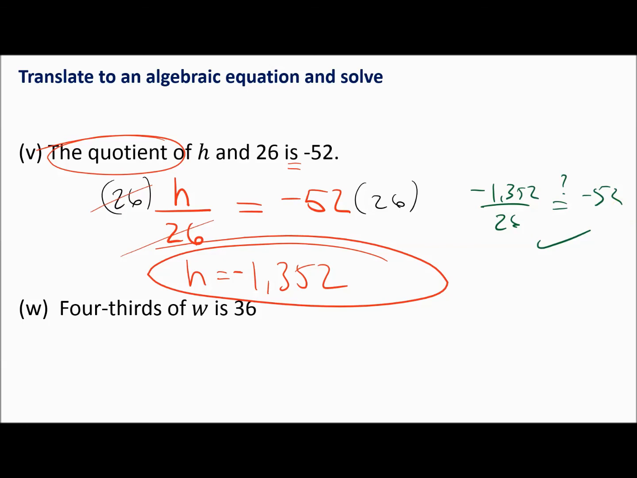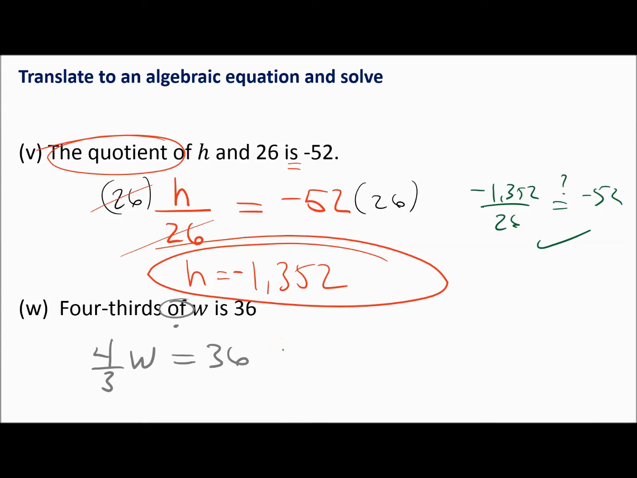Okay? And then my favorite. You really do need to know this bottom one. Okay? It says 4/3 of W. Now, of in math almost always means multiply. And it definitely does when it's a fraction. So you got 4/3 of W is 36. There's your problem right there. 4/3 of, so that's times W equals 36.